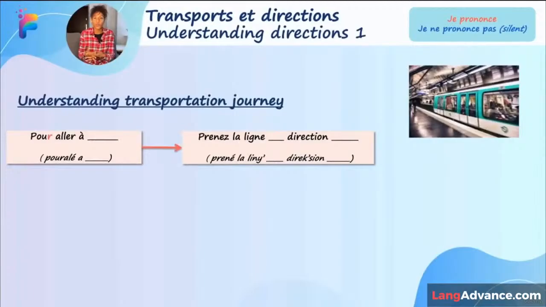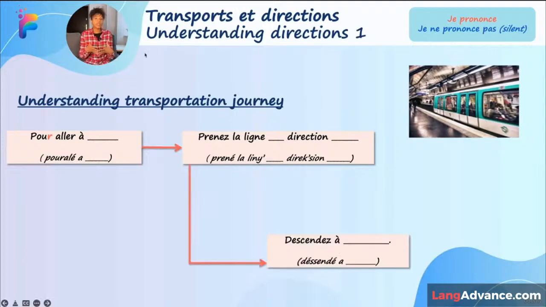Understanding the actual transportation journey. Pour aller à, prenez la ligne, direction. So, to go to whichever destination you have to go to, take the line, direction. So they give you the line number or letter and the direction to follow. And then they will indicate you where to stop. Descendez à. So here they would just fill in the blank with the actual stop.